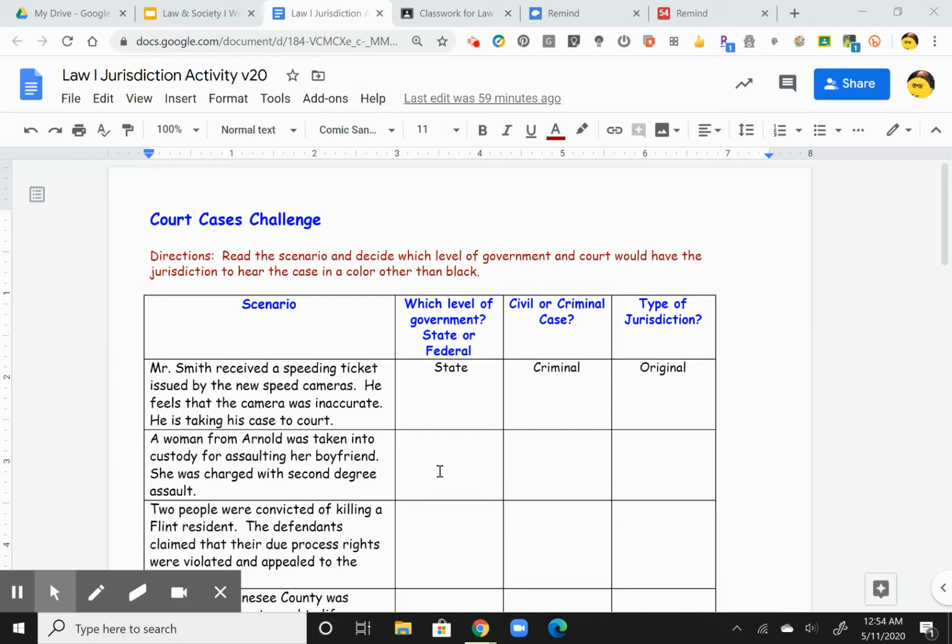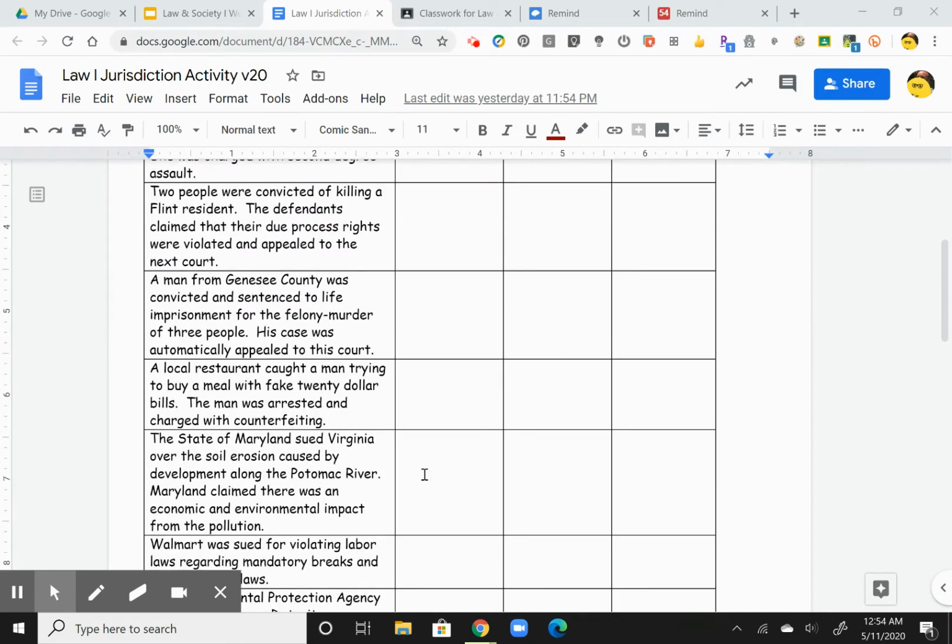Pretty basic. Mr. Smith receives a speeding ticket issued by the new speed cameras. He feels that the cameras were inaccurate. He's taking his case to court. What level of government, meaning what level of court, here? State would be the one that would handle this, as a speeding ticket. Criminal, brought by the government. And original jurisdiction. It's the first time they heard the case.